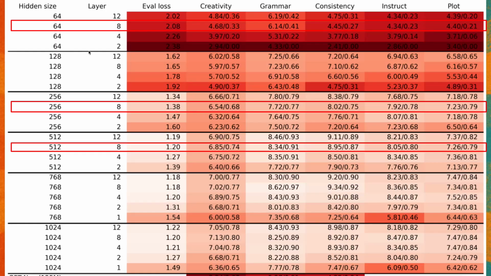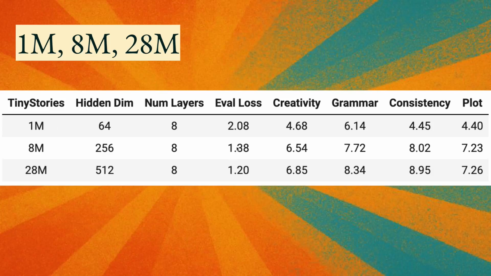So looking back at figure 4, I'm going to pick out the three models' hidden size and number of layers combinations, and those are going to be my targets. So when I generate stories with the 1 million or 3.7 million parameter TinyStories model, I should expect a creativity score a little less than 5, grammar score a little above 6, and so on. And these are out of 10. And then for 8 million, I have these scores, and then 28 million, I have these scores.